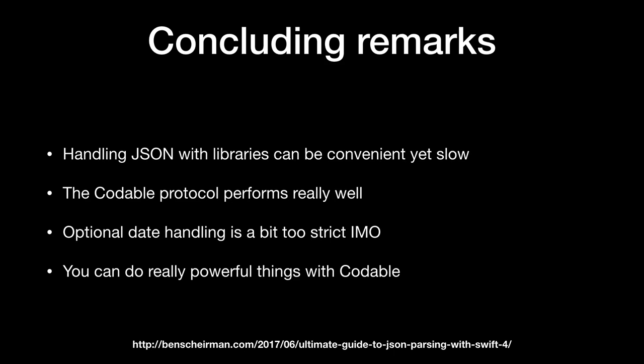If you want to learn a lot more about Codable, I found this blog post, or sort of a collection of things you can do with Swift 4 JSON parsing. There's a URL at the bottom. The slides, I think, are going to be on GitHub, so you can get the URL from there. Or you can Google for Ultimate Guide to JSON Parsing with Swift 4. I didn't write it, but it's awesome. And that's it for the talk.